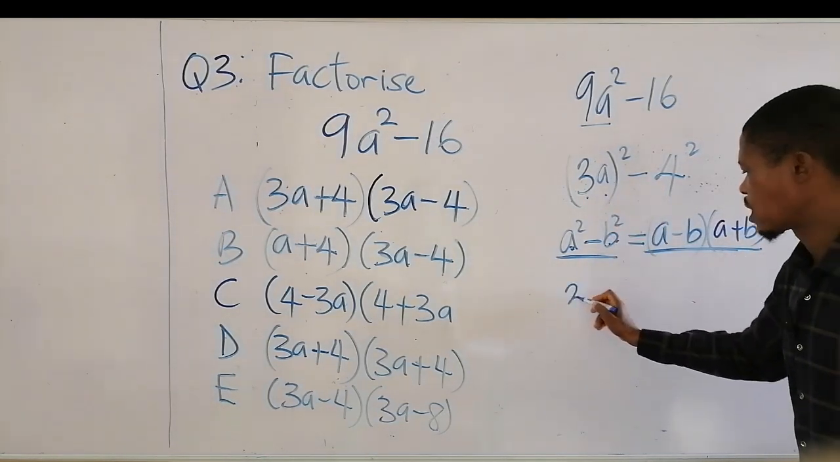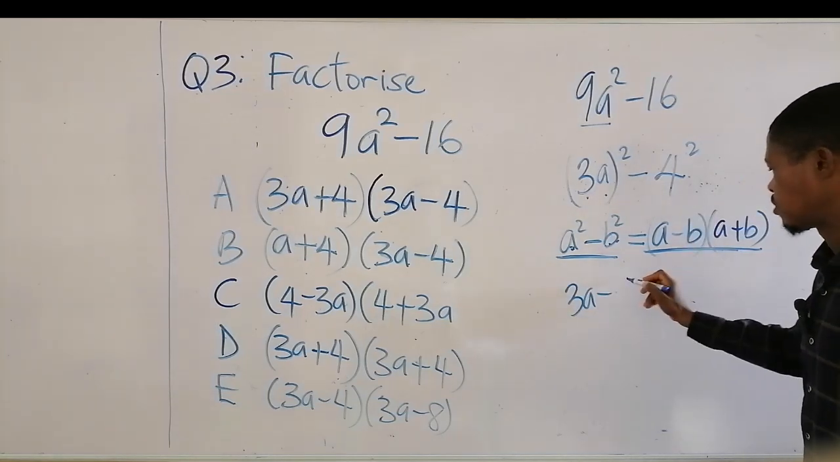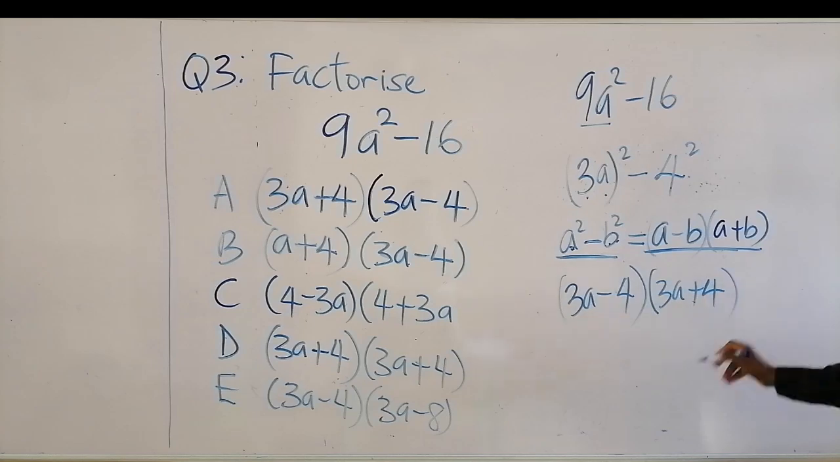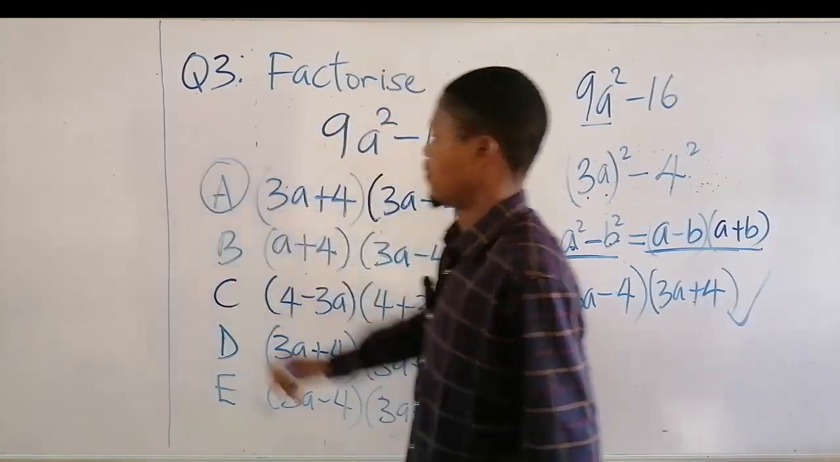This will now become what? 3a, you pick one of this, minus one of this also, close the brackets. Again, 3a plus what? Plus 4. And that's finished this one.